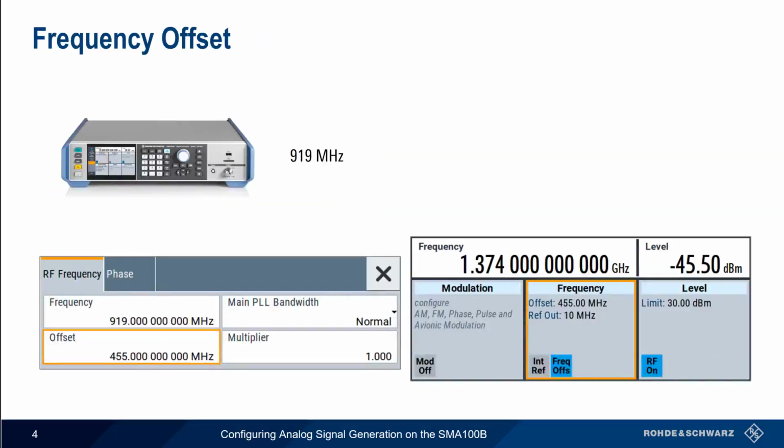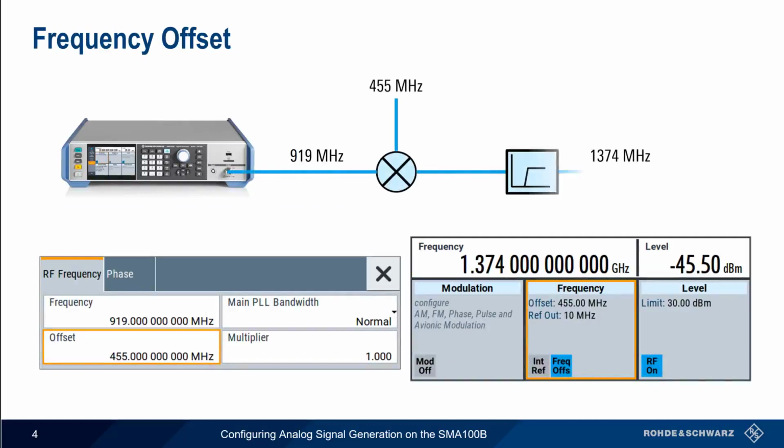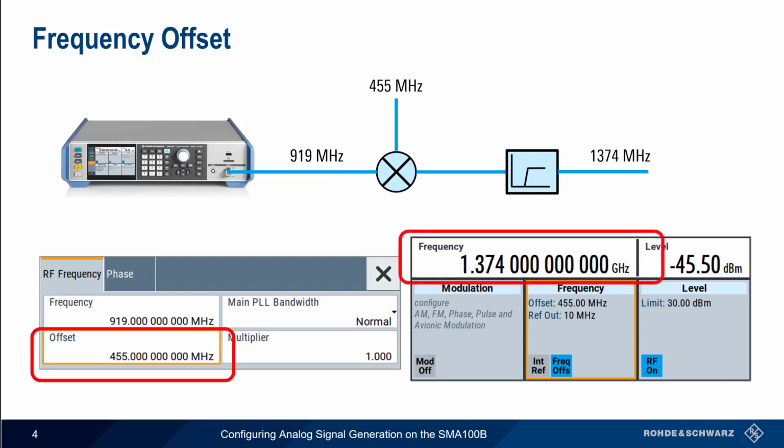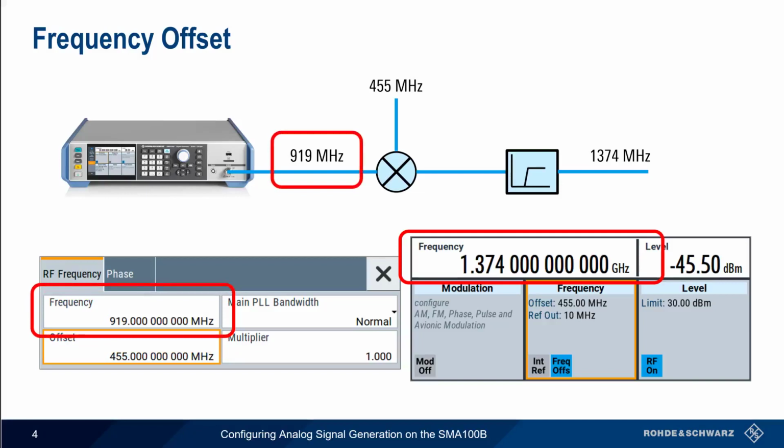A frequency offset can be useful when there's a downstream frequency shifting device, such as a mixer. Entering an offset changes the frequency value in the status bar. Here, we add 455 to 919 and get 1374 MHz. Note, however, that the actual SMA output frequency does not change.